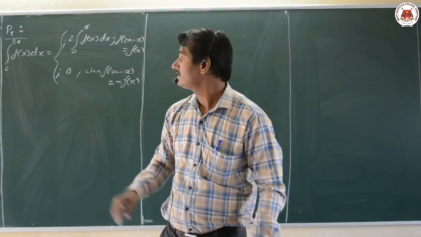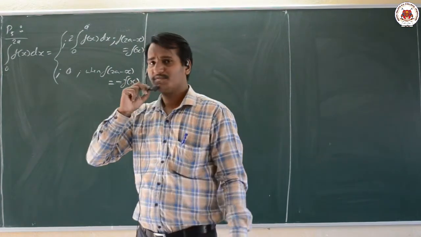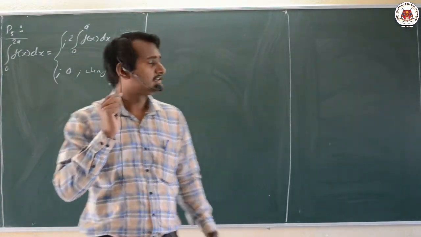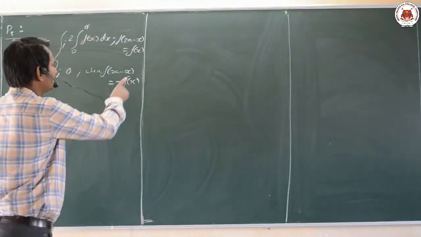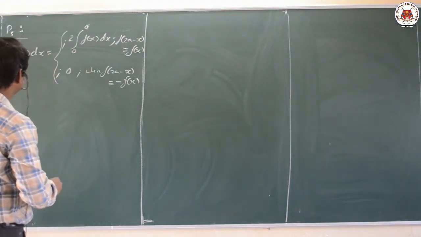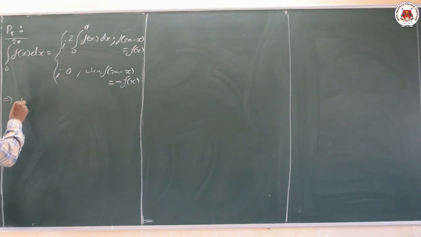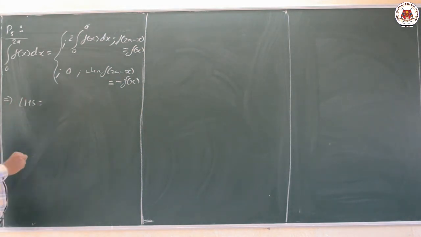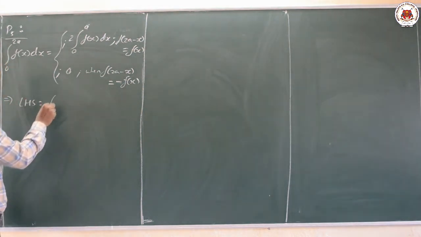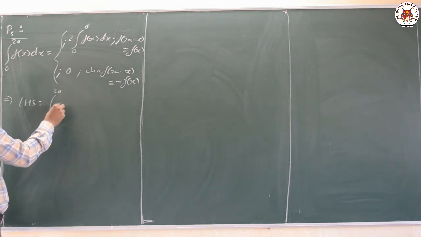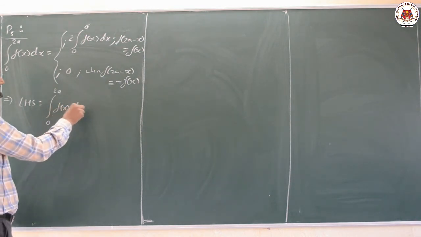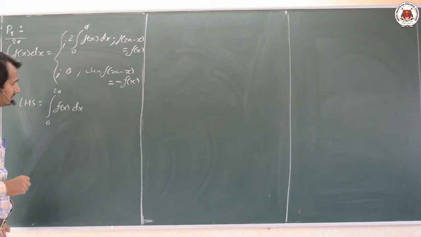Okay, dear students, now let us start the fifth property. The fifth property is a very, very simple thing. Now what is there in the property? Let us observe here. We shall take the LHS part. What do we have? We have the integral from 0 to 2a of f of x dx, integral from 0 to a of f of x dx here.